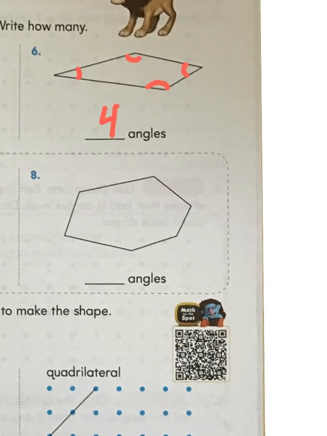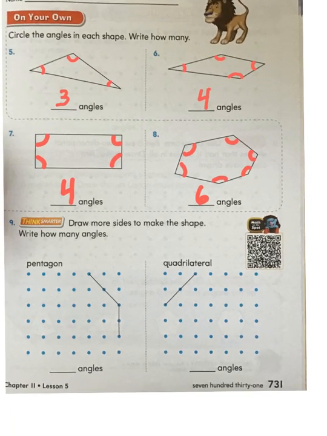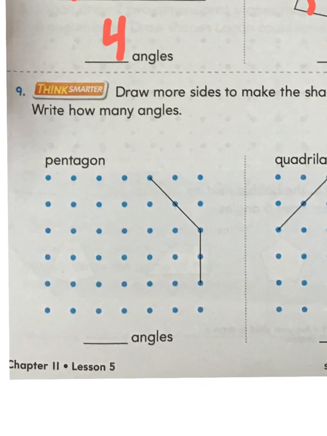And how many angles in this shape for number 8? 1, 2, 3, 4, 5, 6. 6 angles, 6 sides. Must be a hexagon. All right, let's finish drawing the pentagon. It just has to have 5 angles and 5 sides. 3 sides.